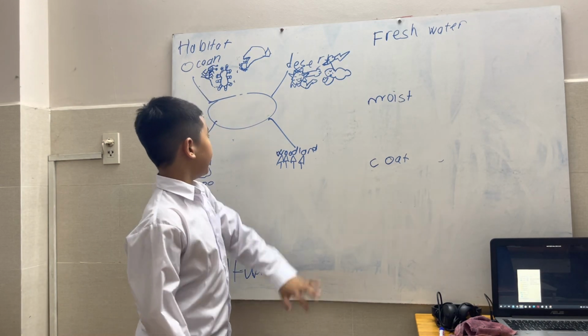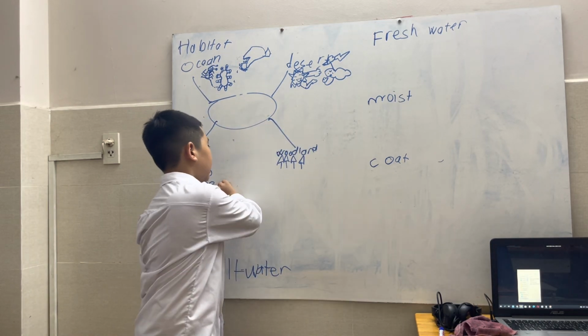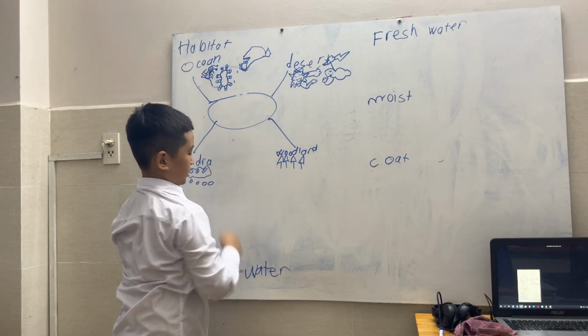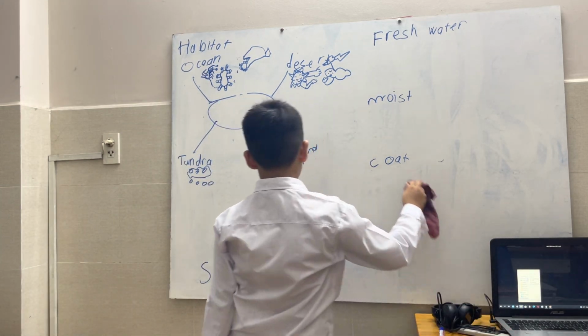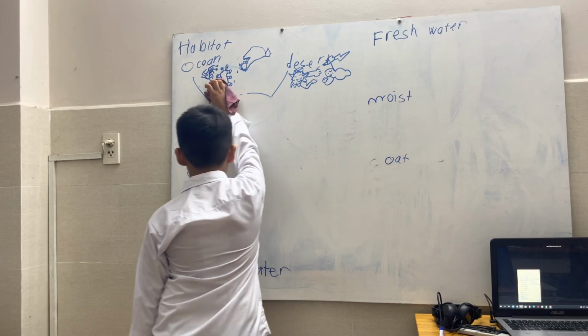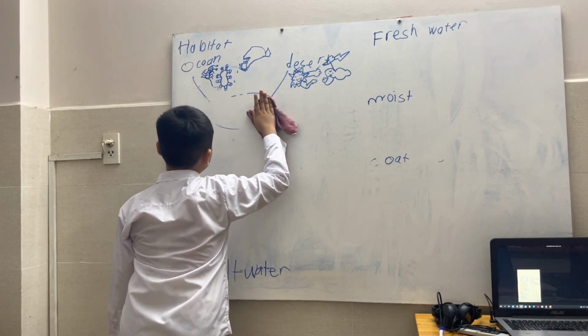So those are the four habitats: desert, tundra, woodland, and ocean. Okay, so let me erase all of it and talk about the ocean now.